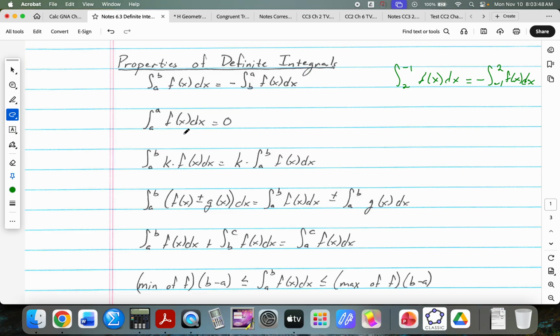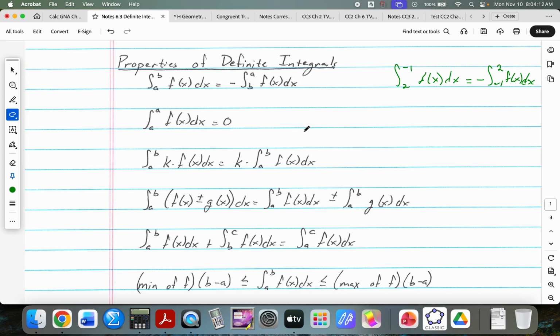Another property that comes up occasionally, not a ton, but occasionally, the integral from a to a of f of x dx is 0. Why? Well, because the integral gives you the area under the curve down to the x-axis, and if you start at a and you end at a, you don't have any area.